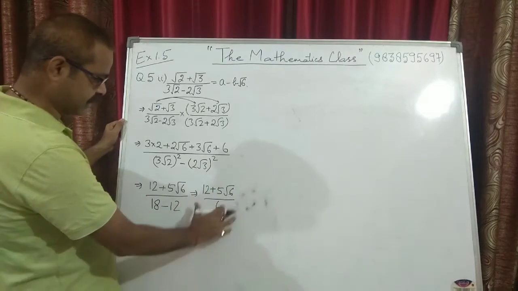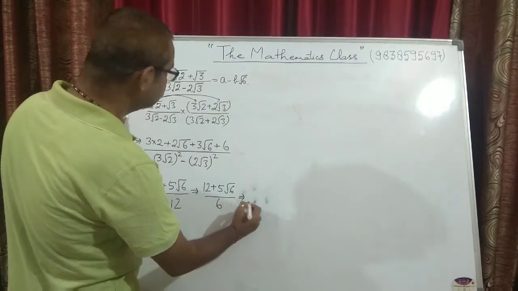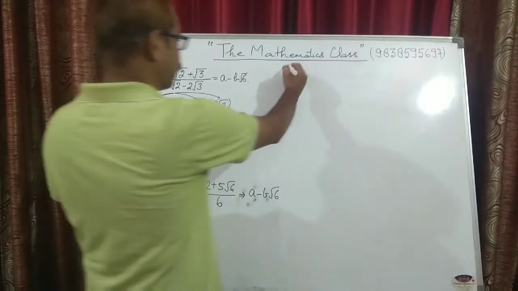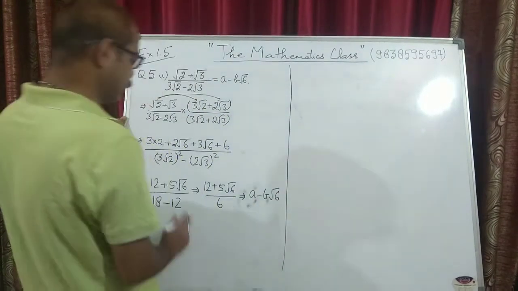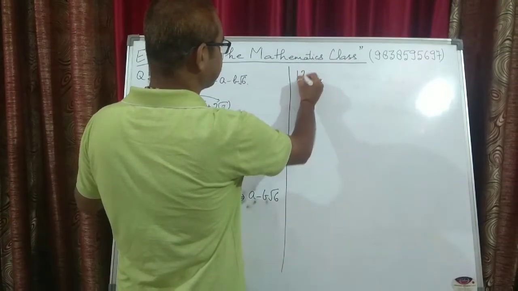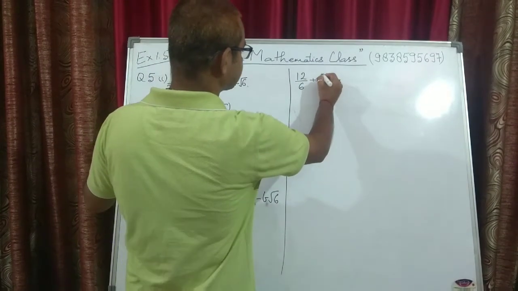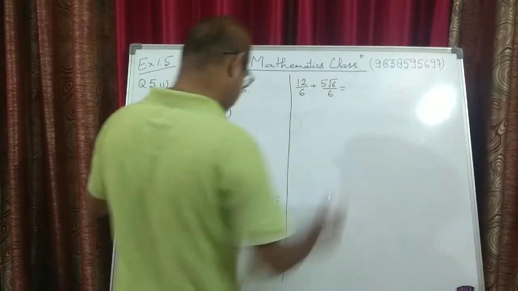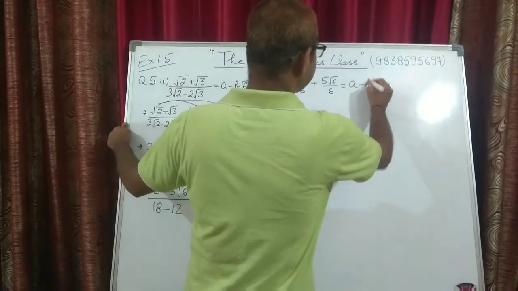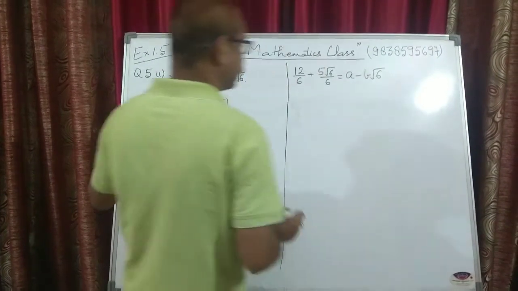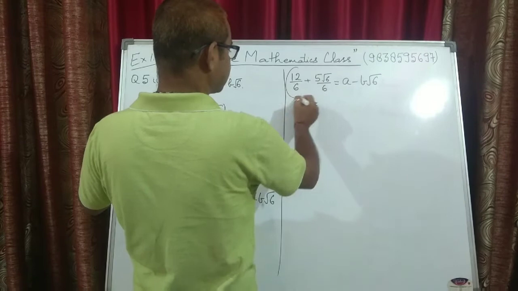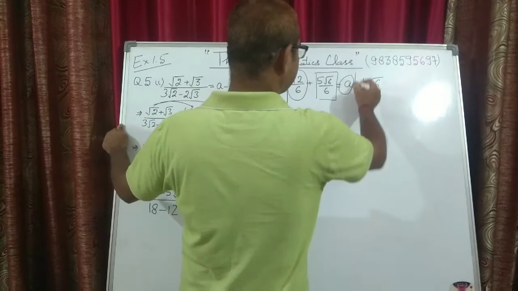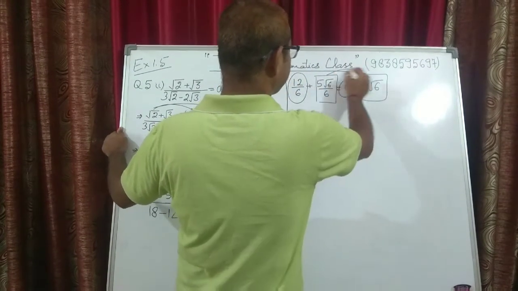It means this finally a was equal to a minus b root 6. Now I am writing it here. It means if you separate it, it can be written as 12 upon 6 plus 5 root 6 upon 6 is equal to a minus b root 6. When you compare, this value will be equal to a and this value will be equal to b.